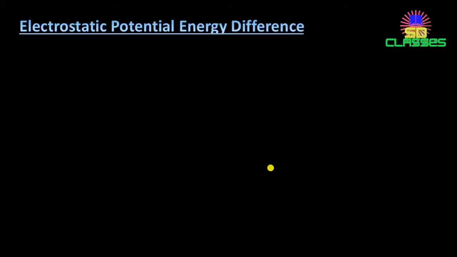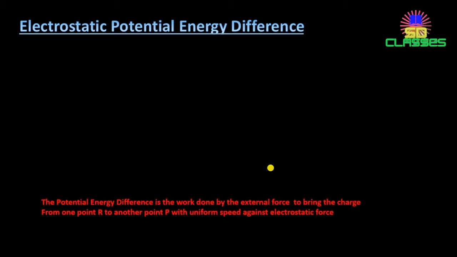Next, we will study the electrostatic potential energy difference. The same thing will be applied to the electrostatic field. So what does the definition say? The potential energy difference is the work done by the external force to bring the charge from one point R to another point P with uniform speed against the electrostatic force. So we will study about it.